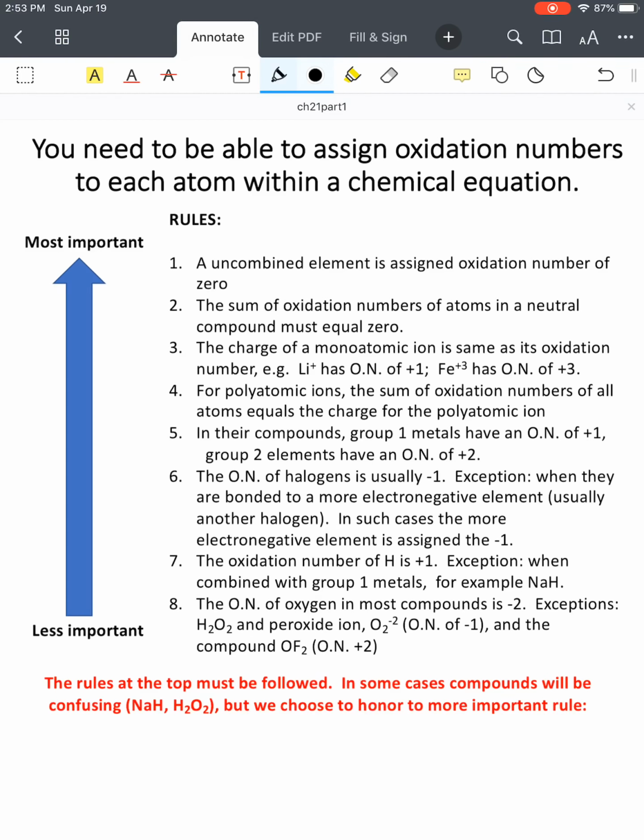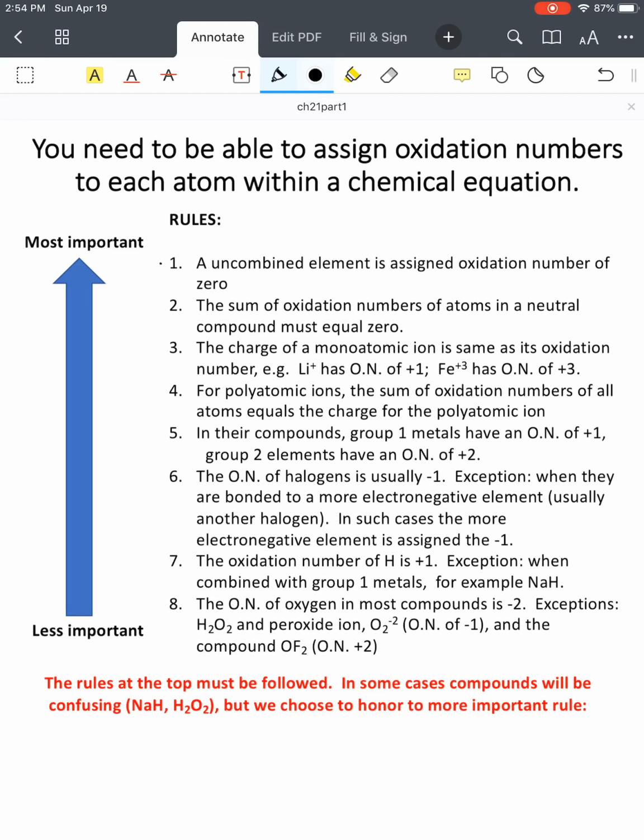Because typically speaking, the rules at the top of this diagram that I'm about to talk about up here, these are the ones that are most important. They really always have to be honored. We can't ignore them. However, the rules down at the bottom, the less important rules, those are ones that maybe we can ignore if we are honoring a more important rule. So let's see what we mean by that. Before we do that, let's go through the rules and then I'll show you some examples.